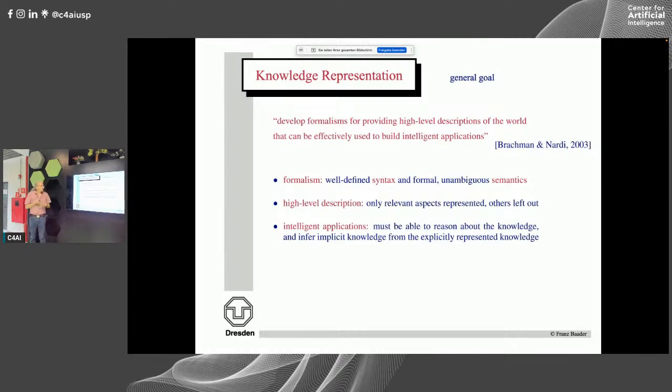So in that sense, we now have seen what this sentence probably means. Effectively used, of course, also means that we want to do this in practice. It's not just that we want to represent knowledge, we want to reason about it, and that should work in practice. So we should get answers in a time that's acceptable in the application we have. So that's the general goal of knowledge representation, as stated by Brachman and Nardi.